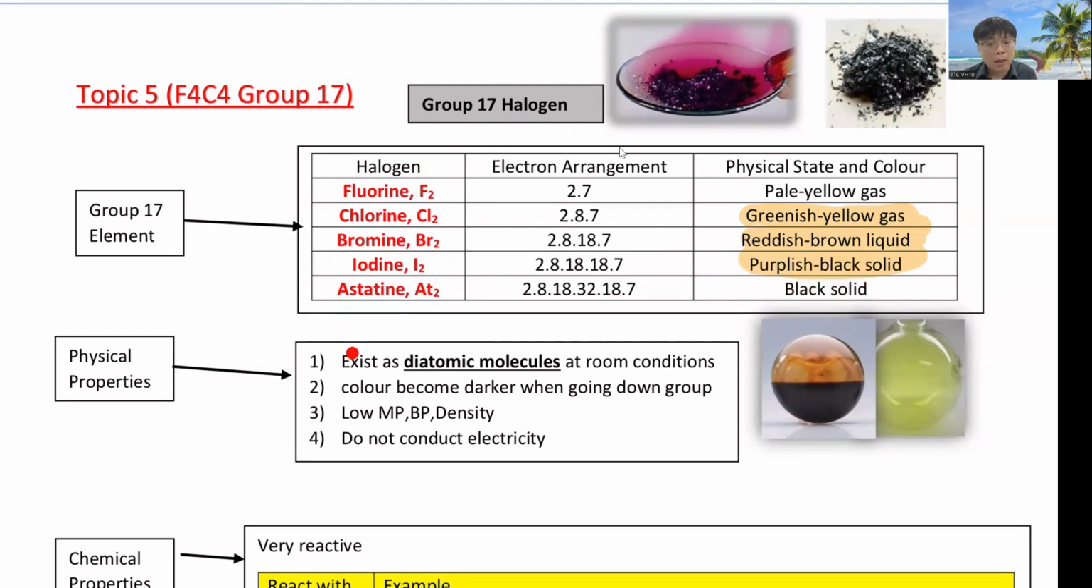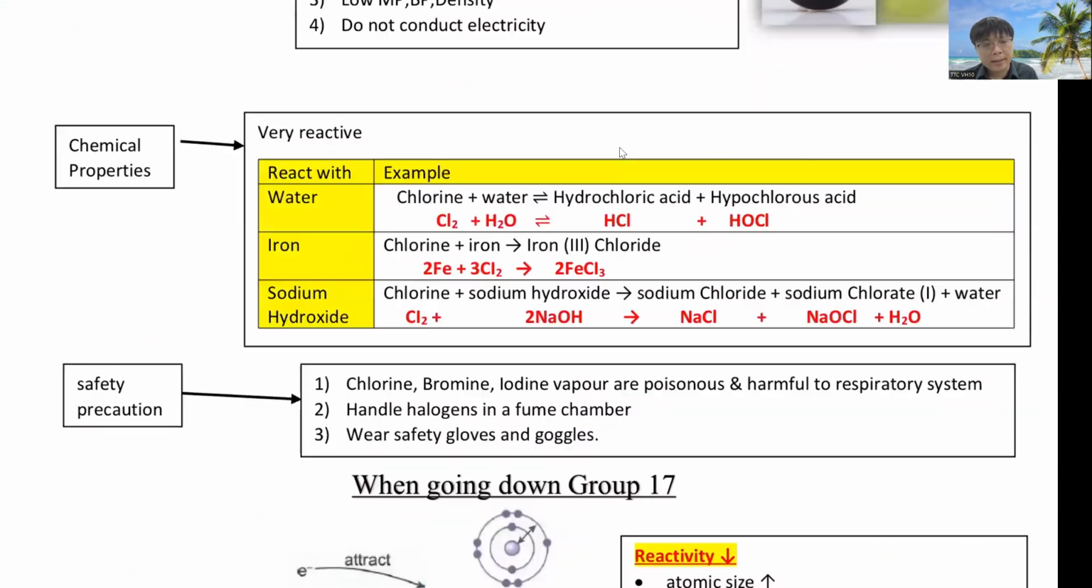They are all diatomic, meaning F2, Cl2, Br2, I2, At2. The color becomes darker when going down the group: pale yellow, greenish yellow, reddish brown, purplish black, black solid. Group 17 can react with water, iron, and sodium hydroxide. We will discuss these in detail on the next page.